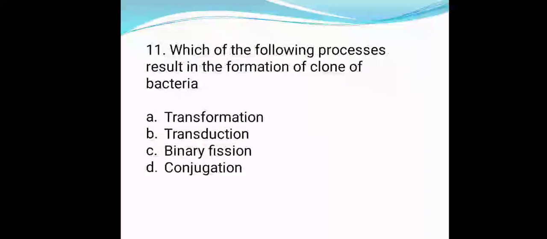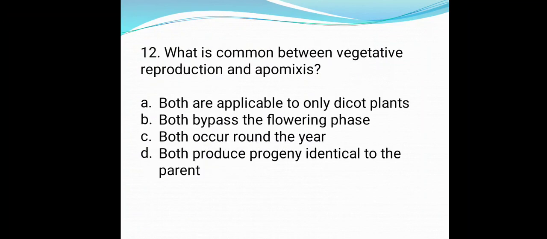Next question: which of the following processes results in the formation of clones of bacteria? The correct answer is binary fission, option C. Binary fission is a process of asexual reproduction in which the parent cell divides to form two daughter cells. These daughter cells are produced from a single parent and contain an exact copy of the genes of their mother cell. So clones are formed in bacteria as a result of binary fission. The correct answer is option C, binary fission. Let us move on to the next question.